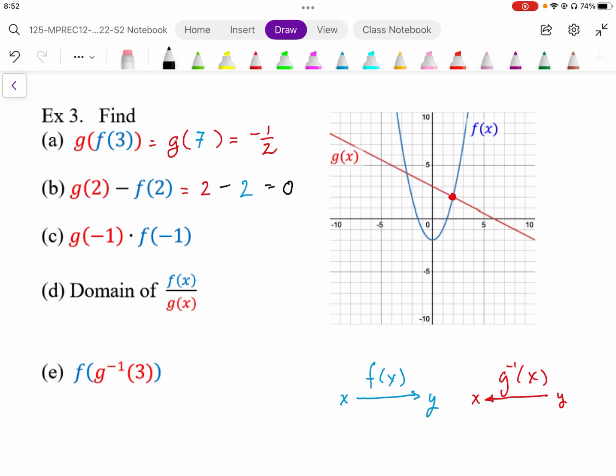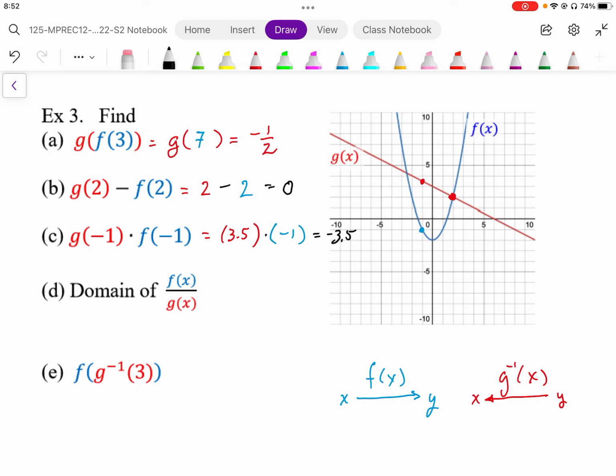For c, we have a combined function by multiplication at x equals negative 1. So again, we're going to work out the y value of g at negative 1. It looks like it's 3.5. So we end up with positive 3.5 times... We work out separately the f value at negative 1. The f value works out to be negative 1. So working those two out, multiplying them together, we get negative 3.5.